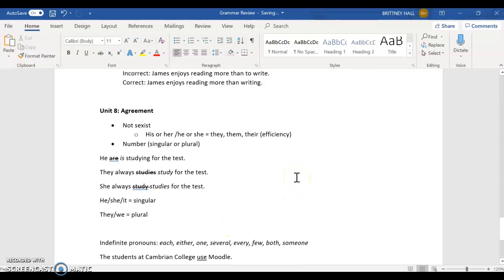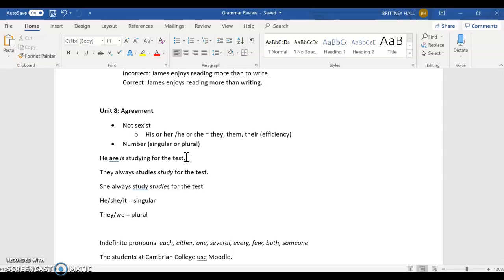Moving on, Unit 8, Agreement. I had put up a slideshow, a PowerPoint slideshow of information on agreement. This unit I spend the least amount of time on because it's pretty straightforward. People learning English as a second language might need to spend a bit more time on Unit 8, but otherwise, most of this stuff comes naturally.